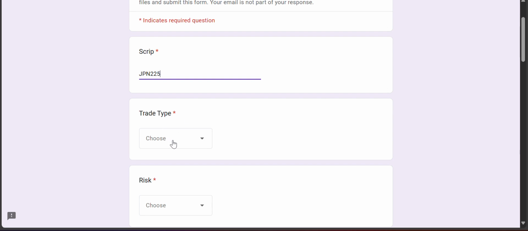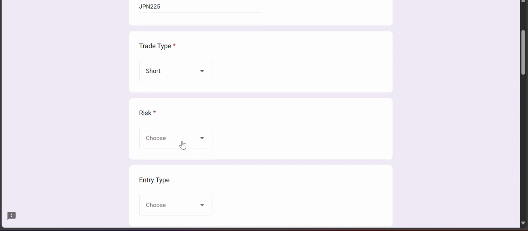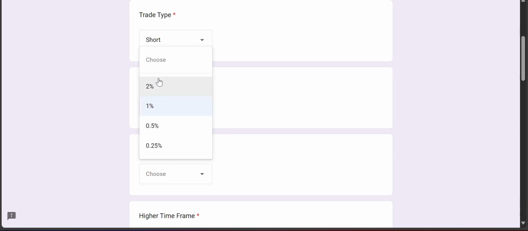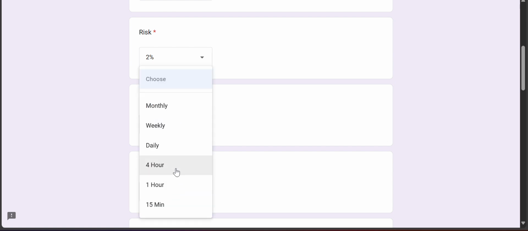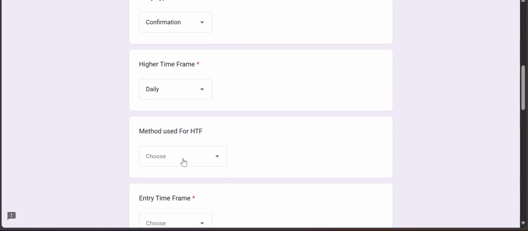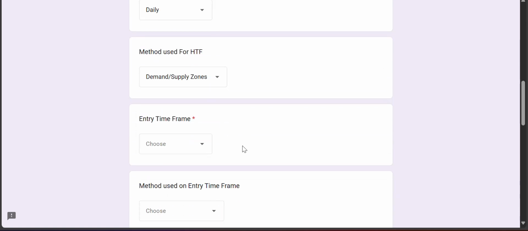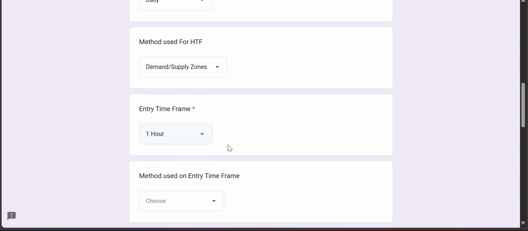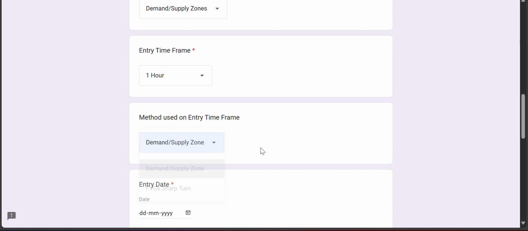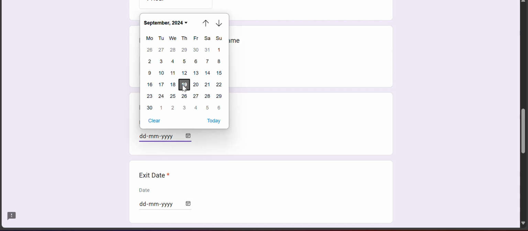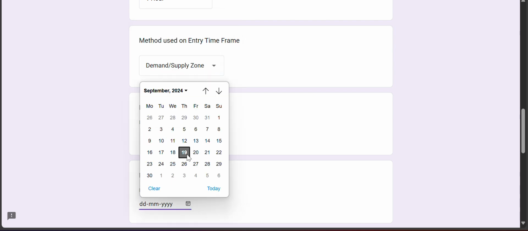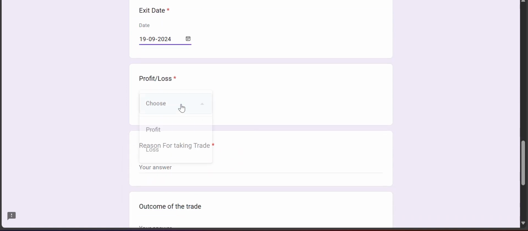Japan 225 was the script. It was a short trade. Risk was 1%, although we lost 2%, so we'll mark 2%. Entry type confirmation, higher time frame daily. Method used for high time frame: demand and supply zones. Entry time frame 1 hour. Method: supply zone. Entry date the 19th. Exit date also the 19th. Profit and loss, we ended up in loss.